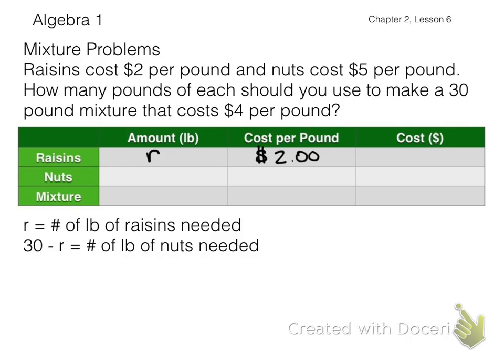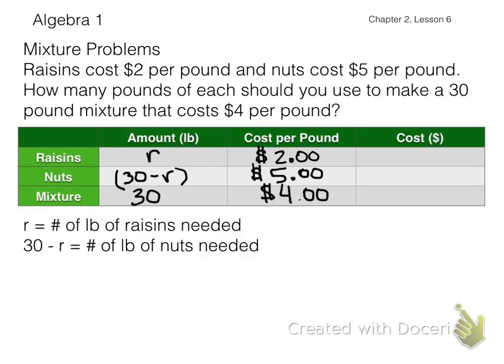This is going back to the red and the teal mixture from the solutions from the previous page. So whatever is not raisins is nuts. If I take 30 and I subtract R, I'm going to get the amount of nuts I need. All right? So that would be 30 minus R. And by the way, over here in the cost per pound, that's just how much the raisins cost before they go into my mixture, and the cost of the nuts before they go into my mixture. The mixture itself, though, needs to be a total of 30 pounds and needs to cost $4 per pound.